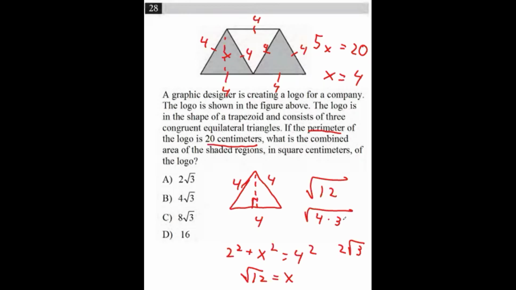And now we just have to find the area. So the area of a triangle is just base times height divided by 2. And then we have to multiply that by 2 because we have 2 triangles. So it would just be base times height in that case. So we have 2 root 3 multiplied by the base, which is 4. So 2 root 3 times 4 is 8 root 3. So the correct answer is answer choice C, 8 root 3.